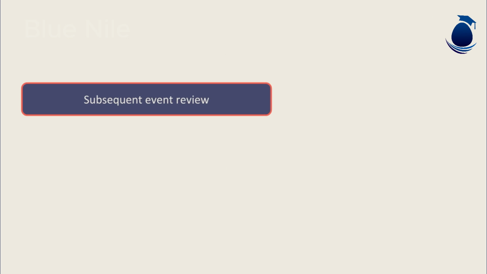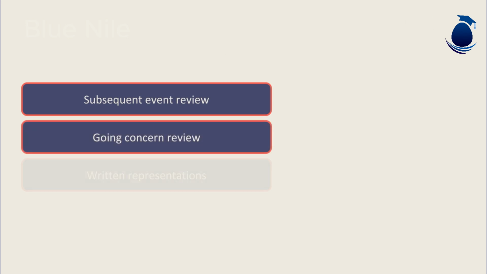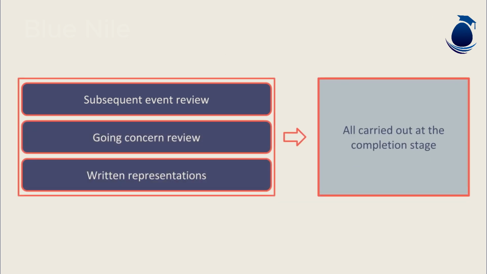Subsequent event review, going concern review, and written representations are all carried out at the completion stage, as this is the final stage of the audit process. This enables the auditor to review the year being audited, plus events that have occurred since, to ensure there are no omissions from the financial statements, and disclosures are in accordance with accounting standards. We cover these three processes in separate videos due to the detail needed in understanding them fully.